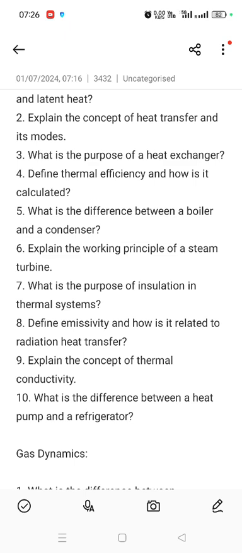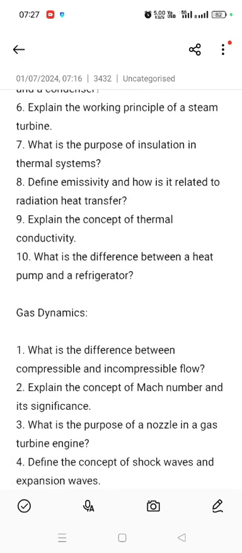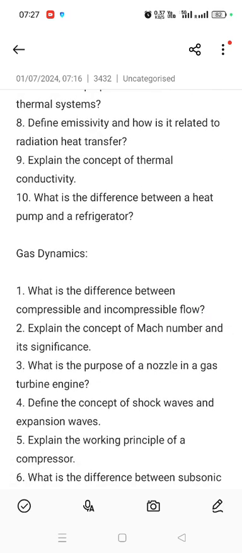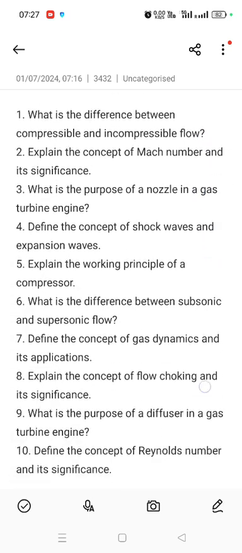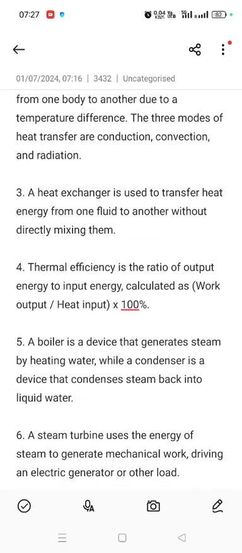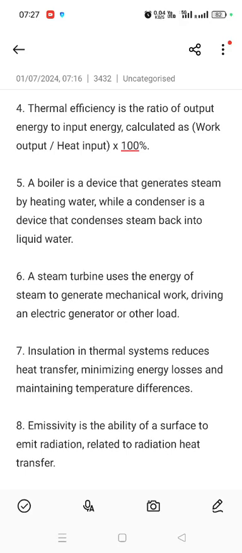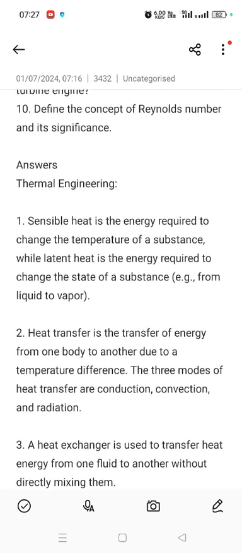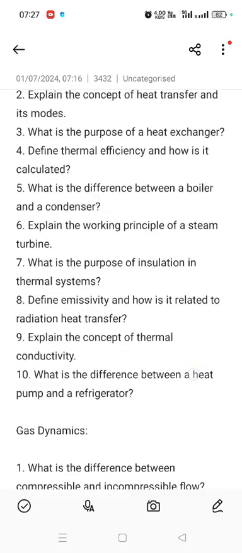What is the purpose of insulation in a thermal system? Seventh question. Insulation is used for increasing the efficiency of a system, as we know. Now let us see its full definition, its full answer. Insulation in a thermal system reduces heat transfer, minimizing energy losses and maintaining temperature difference. These are done to increase the efficiency of the system. Now next question. It's the eighth question.